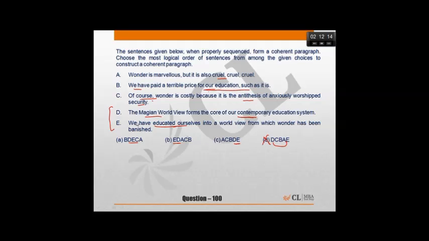So the Magian worldview forms this thing, and we have educated ourselves into it.